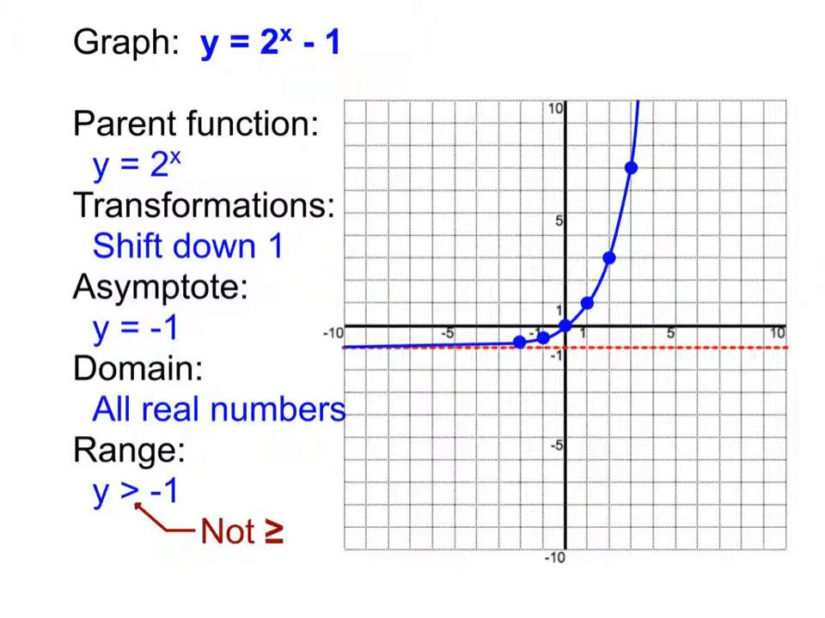So this, for the first time, is one where we can see that the range is y is greater than -1 and not equal to. For the very first time of all the different function types we've used up to this point, they were equal. This one is not. Because remember, it gets as close as you might want to -1, but it never actually reaches it. That's that whole idea of the asymptote.